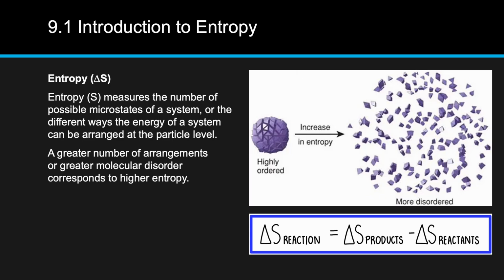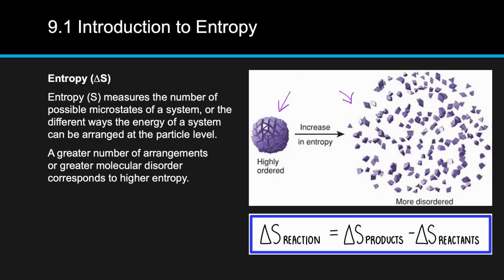So entropy, or S, is really a measure of the number of possible arrangements, or something called microstates, for a system. Basically, it's how many different ways energy and particles can be arranged. If there are more possible arrangements, the system is more disordered and the entropy is higher. If there are fewer arrangements, it's more ordered and the entropy is lower. So when you see something go from organized to disorganized, like in this image here, that means entropy is increasing.